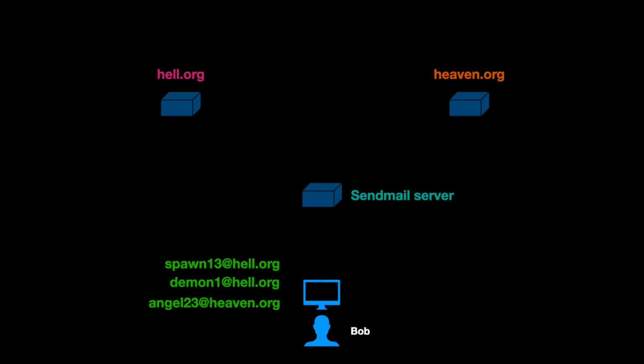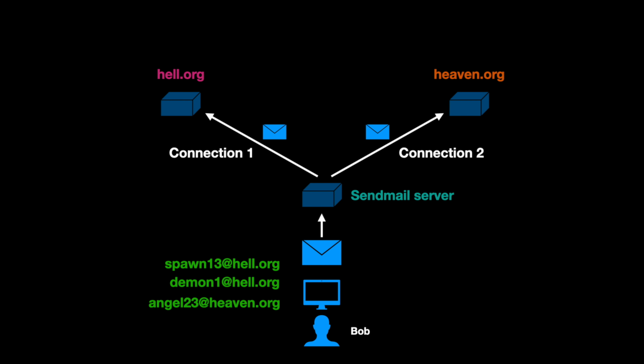So suppose Bob, down here at the bottom of the screen, wants to send email to 3 people, Spawn13 and Demon1 at hell.org, and Angel23 at heaven.org. When Bob presses send, his email client on his computer sends the email to his email server. And then his email server sees that there are 2 recipients at hell.org, Spawn13 and Demon1, so it establishes a sendmail connection to hell.org to deliver the email, connection 1. And then Bob's email server establishes a second connection to heaven.org for the email destined to Angel23, connection 2.